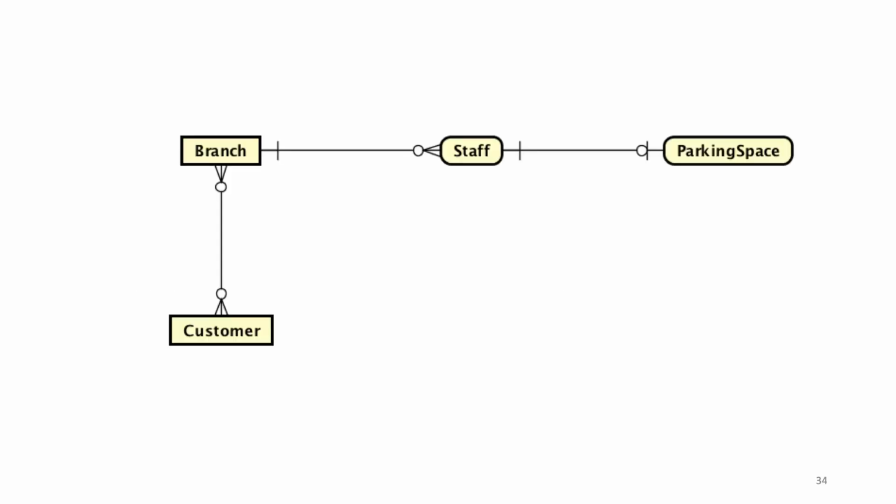So if we revisit our branch, staff, parking space, customer example, to make this a bit clearer, we can stick some verbs on. So we can say, okay, a customer banks with a branch, a branch provides services for a customer, a branch employs staff, staff works at a branch, staff is assigned a parking space, and a parking space is assigned to staff. So putting a few verbs on, a few clarification words, can help us, especially when we have a more complicated relationship, to specify what goes on.